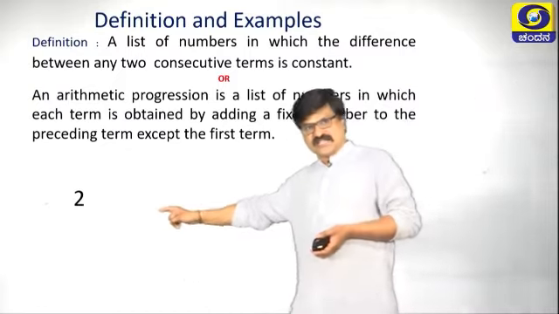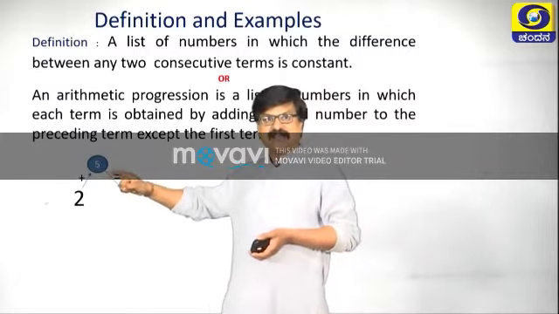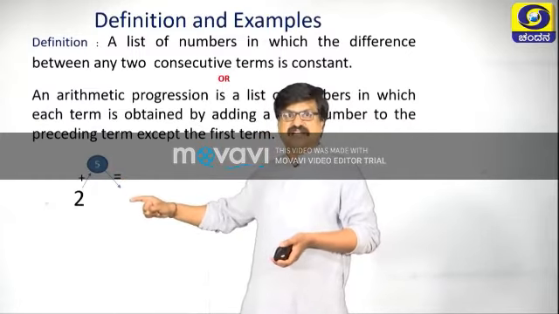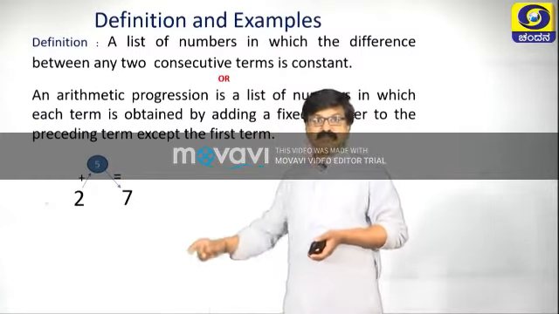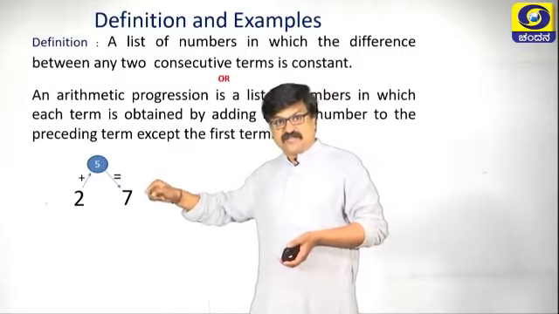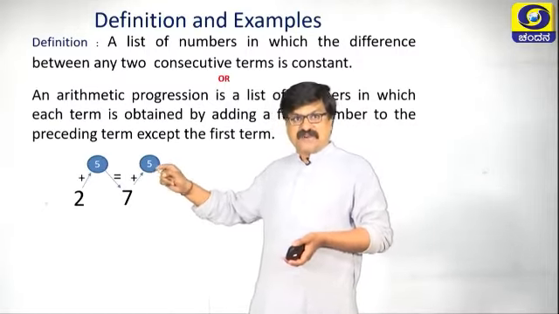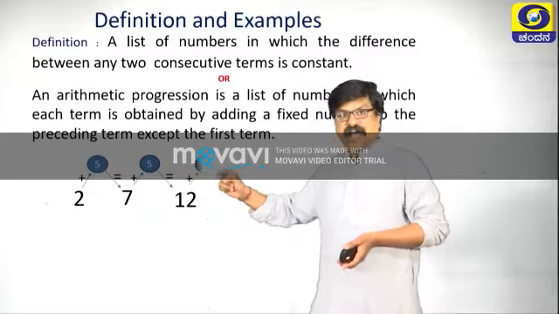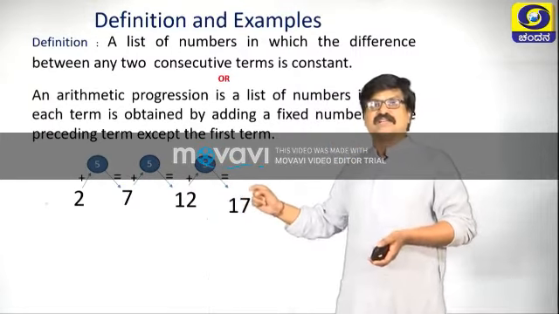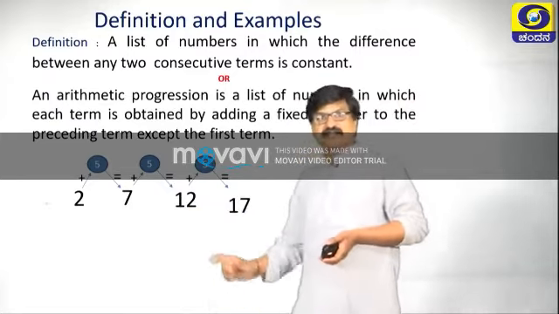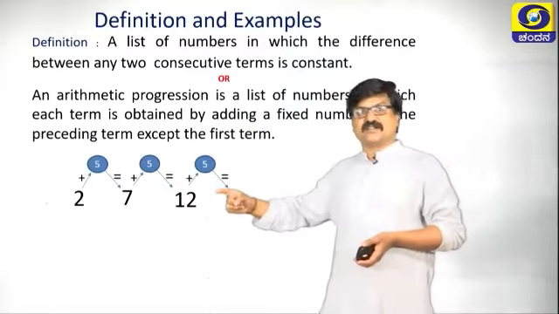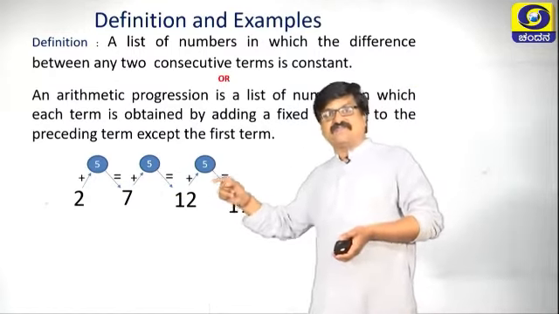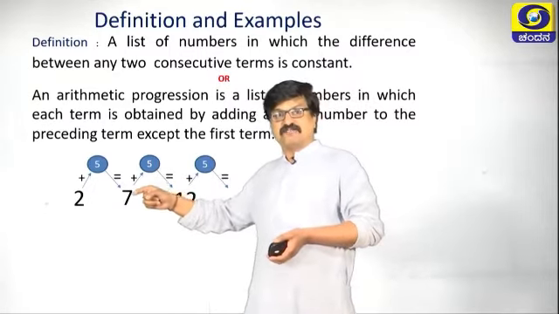I have taken 2 here. If you add 5 to 2, the new number we are getting is 7. Again, for the obtained number 7, add 5, the resulting number is 12. For this 12, again if you add 5, the new number is 17. See, observe here, in this list of numbers, each term is obtained by adding a fixed number.